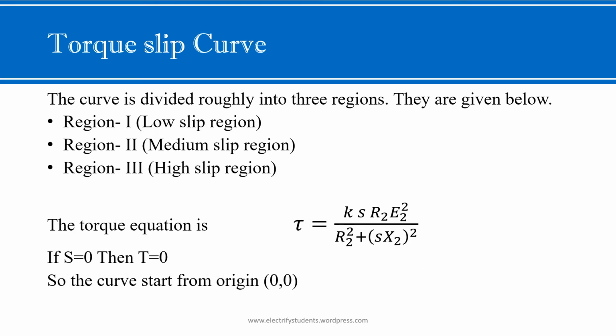The torque slip curve is a curve plotted between torque and slip. This curve is divided into three regions. Region 1 is low slip region. The value of slip is low here. Region 2 is medium slip region and region 3 is high slip region. With the help of torque equation we can see if slip is 0 then torque is also 0. So the curve begins from origin.